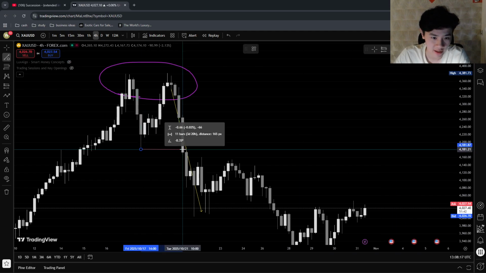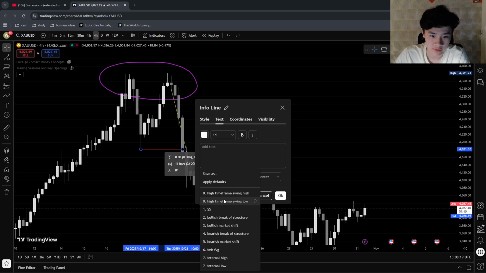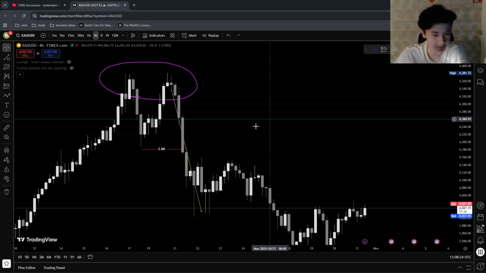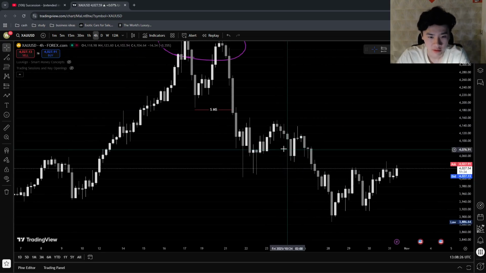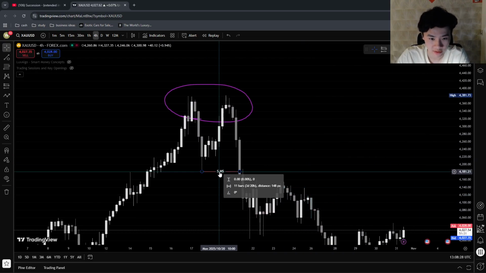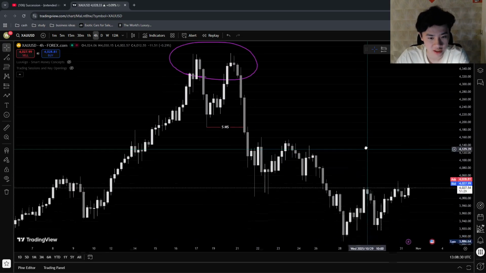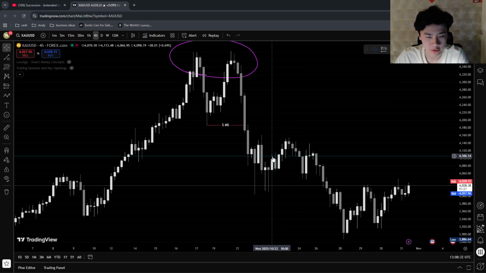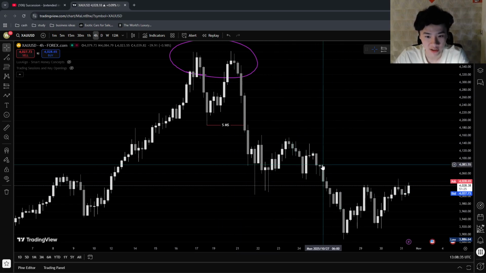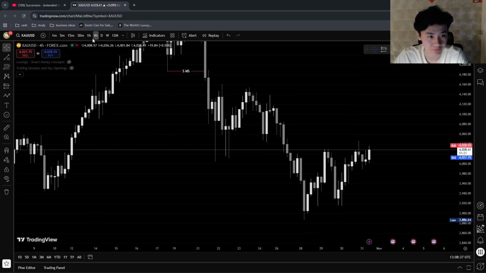So we can identify this zone that will be a market shift, a bearish market shift. And with that being kept in mind, we're now biased towards a short trade.